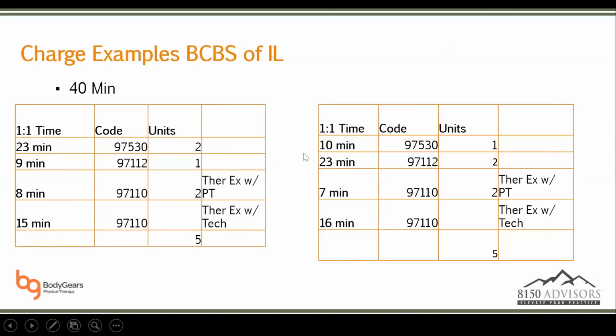Another example would be 10 minutes of Therapeutic Activity with the therapist, 23 minutes of neuro-re-ed with the therapist. That gives me 3 units to bill for that time. Then I spend the last 7 minutes, again, maybe updating the home exercise program or showing the patient new exercises that I want them to do. And then they spend another 16 minutes with the tech. Again, that is 5 units to bill. And I think, again, most of the time, your patients are spending more time with the tech than that, but that would be the minimal number of minutes to actually get to that 5th unit.